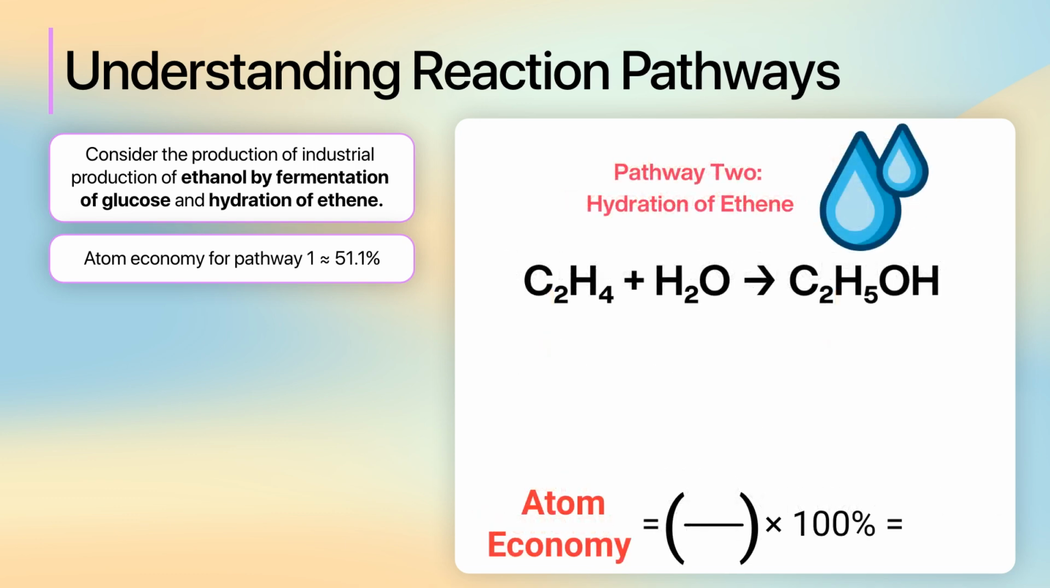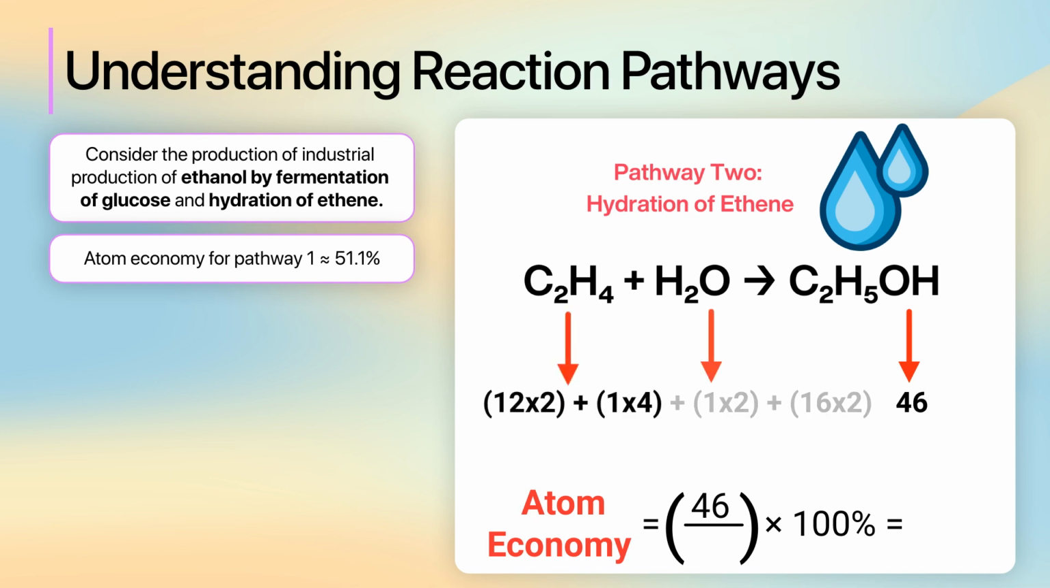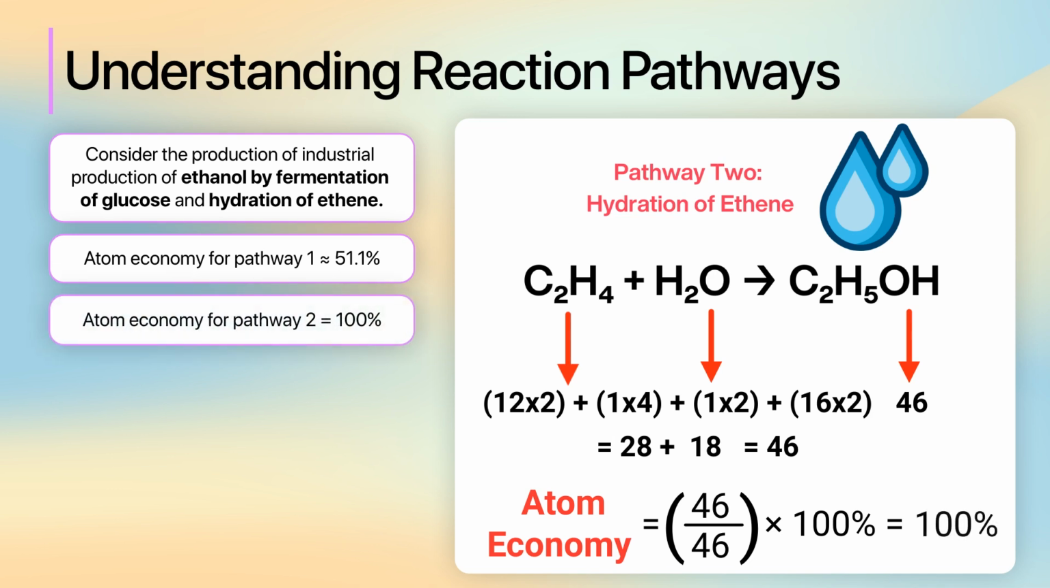1 mole of C2H5OH gives a mass of 46. The total reactant's mass is the sum of the mass of C2H4 and the mass of H2O, leaving us with a total of 46. The final atom economy is 46 over 46 times 100 equals 100%. We can see that based on atom economy alone, pathway 2 is more efficient.